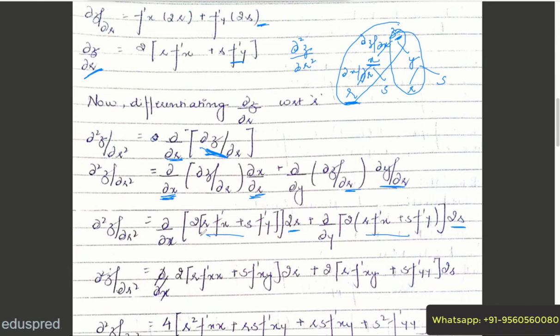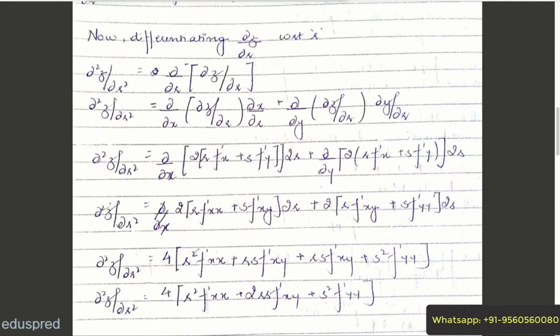So now you have to differentiate this term with respect to x and this term with respect to y. That will give you twice of r f double prime x plus s f double prime xy times 2r, plus twice of r f double prime xy plus s f double prime y times 2s. Simplifying this, it becomes 4 times r square f double prime x plus rs f double prime xy plus rs f double prime xy plus s square f double prime y, which is this. So this is your double derivative.